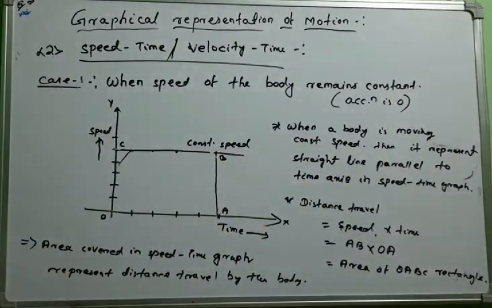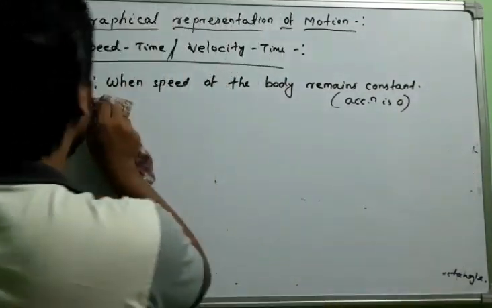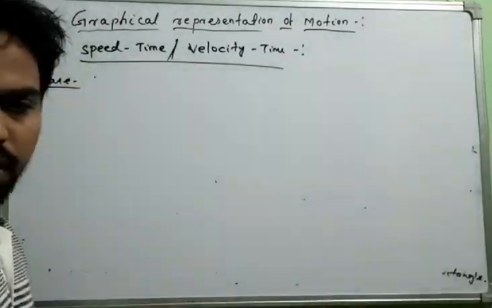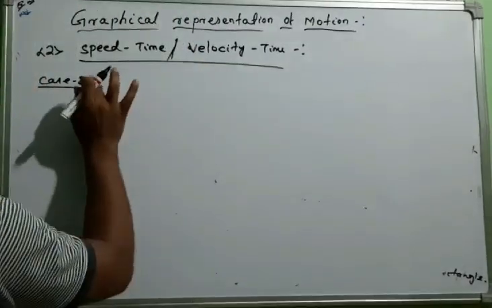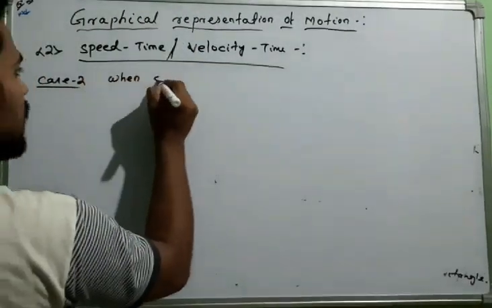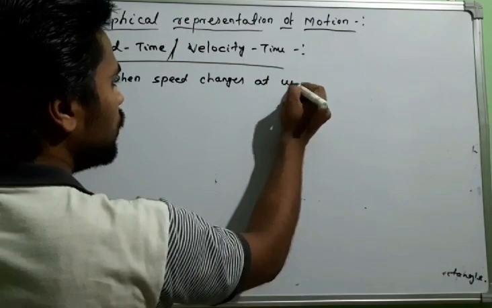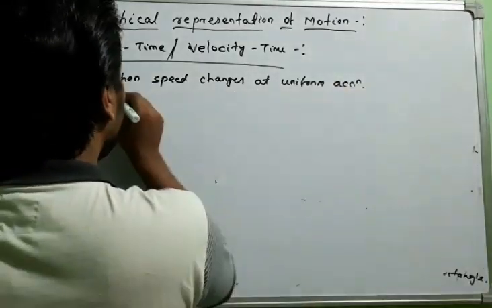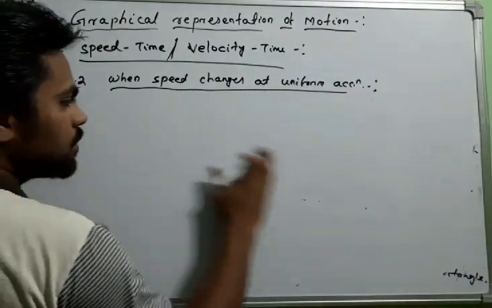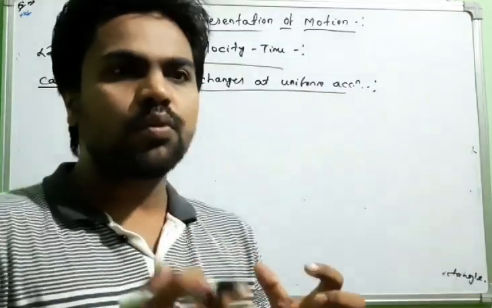Now case number 2. Write down: when speed changes at a uniform rate, uniform acceleration. That means a uniform rate means an equal amount of speed changes with respect to time.